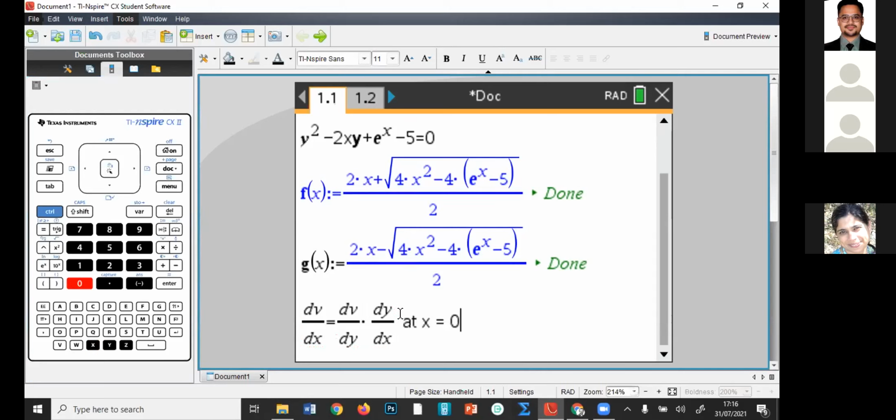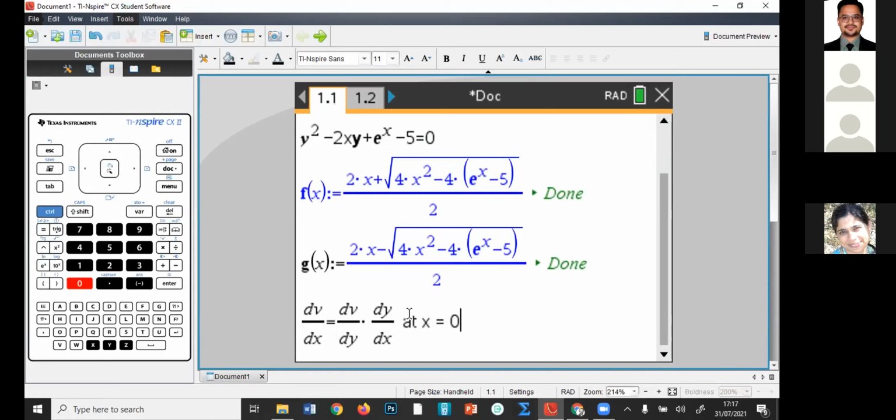Everyone has access to the question, please have a look at that. dv upon dy is 3y squared, right? And the value of y squared we can find at x is equal to 0. Is it 4? I think it's 4. And later times dy upon dx, how much will that be? That is going to be this one.